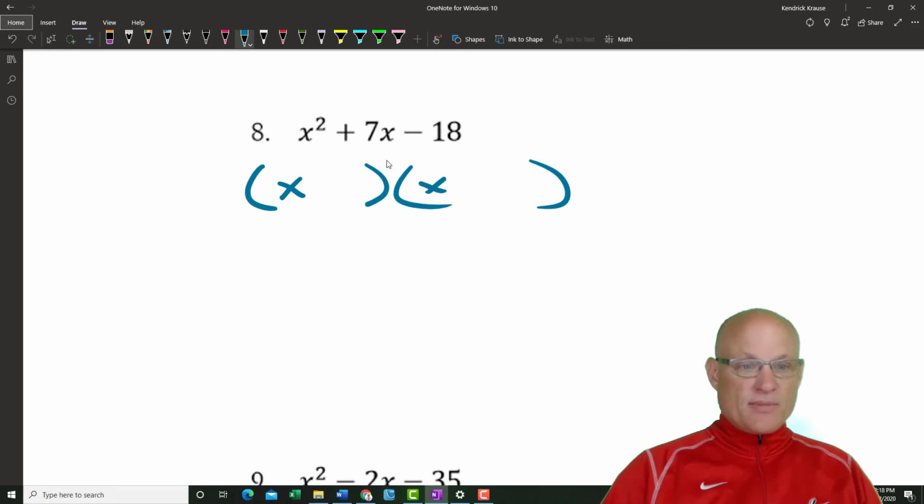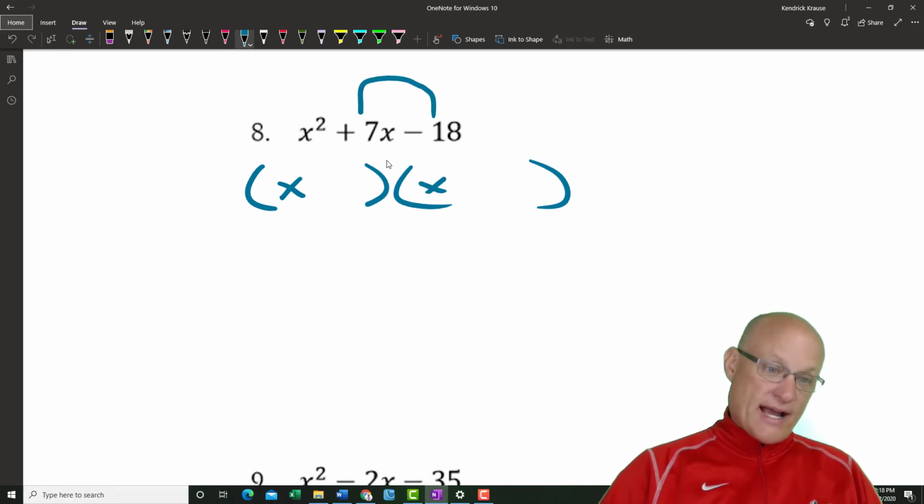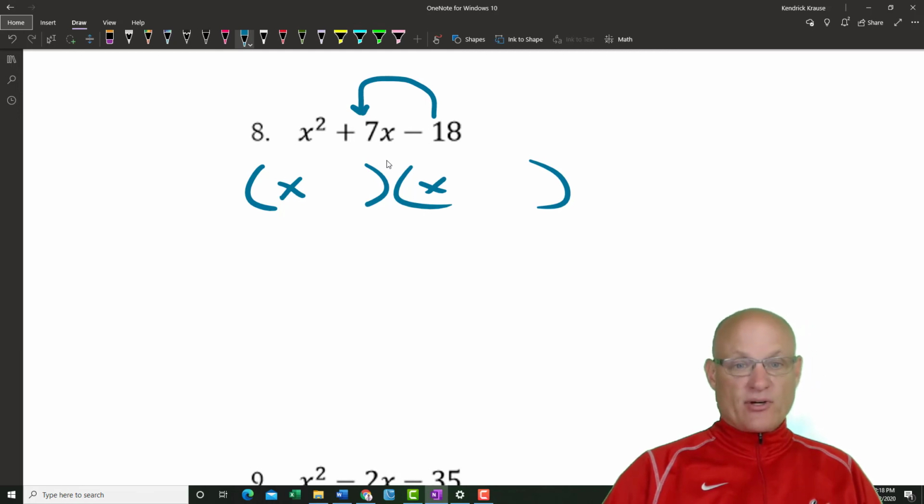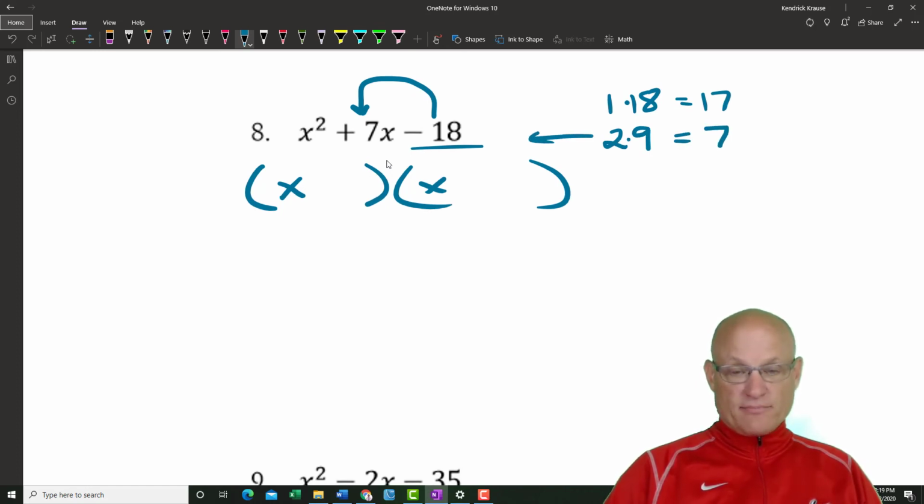Now, 18. Again, we need to subtract to get positive 7. So I can do 1 and 18 because 1 times 18 is, in fact, 18. But when I subtract them, I get 17. 2 and 9. When I multiply them, I get 18. But when I subtract them, I get 7.